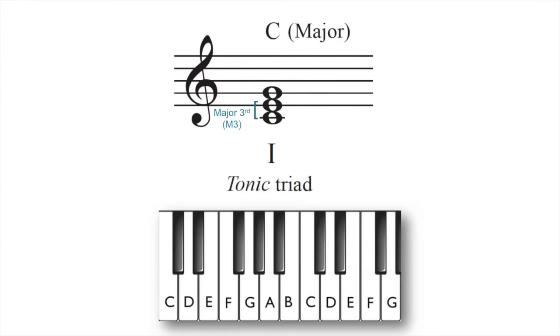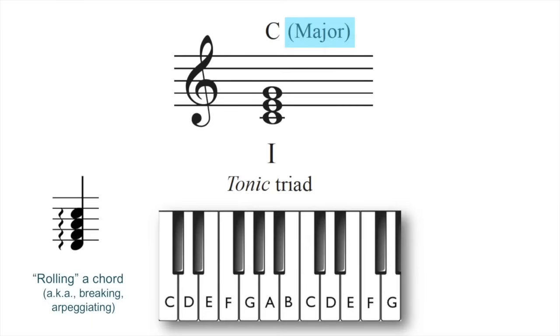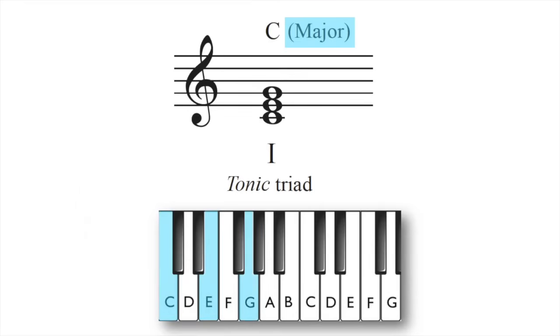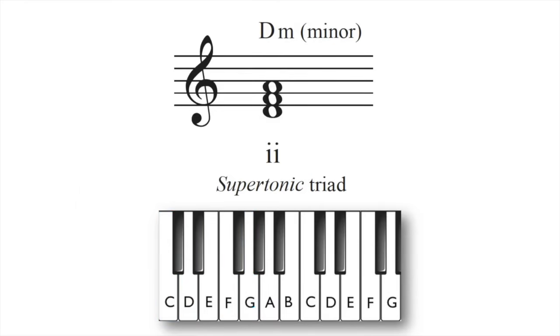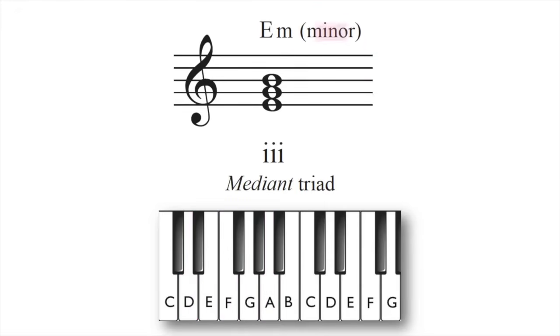We already know that the one chord is major in quality, color-coded here in blue, and that its functional name is tonic triad. If you have a keyboard handy, pause the video and play along, breaking each chord from the bottom up. We also call breaking rolling or arpeggiating. The 2 chord is minor and called the supertonic triad. The 3 chord is also minor and called the mediant triad.